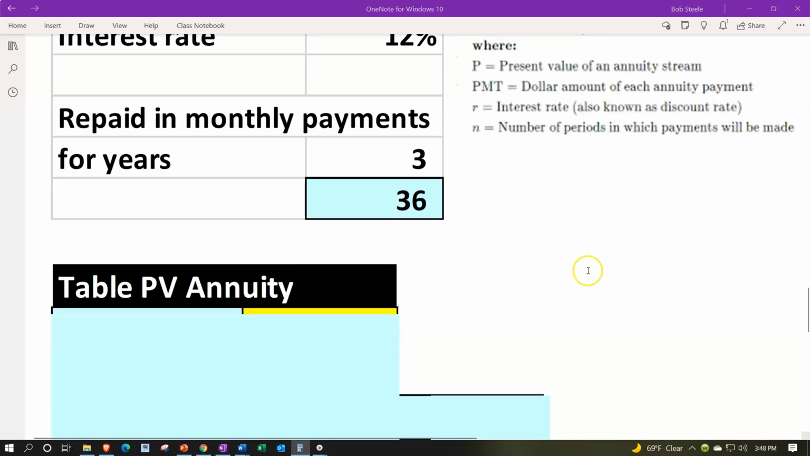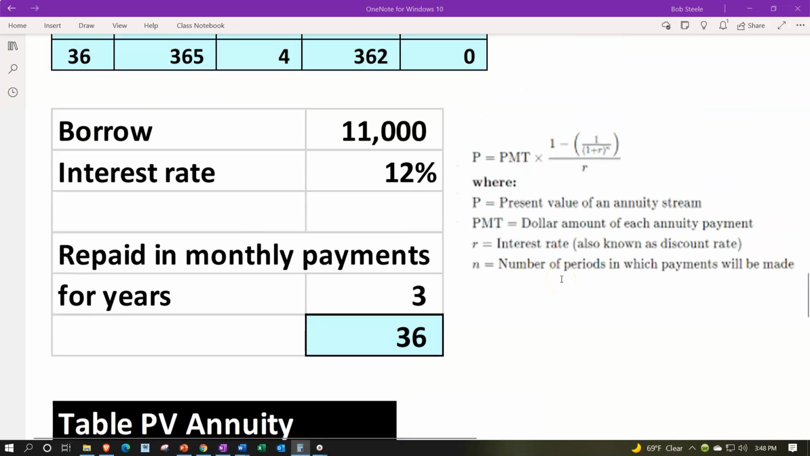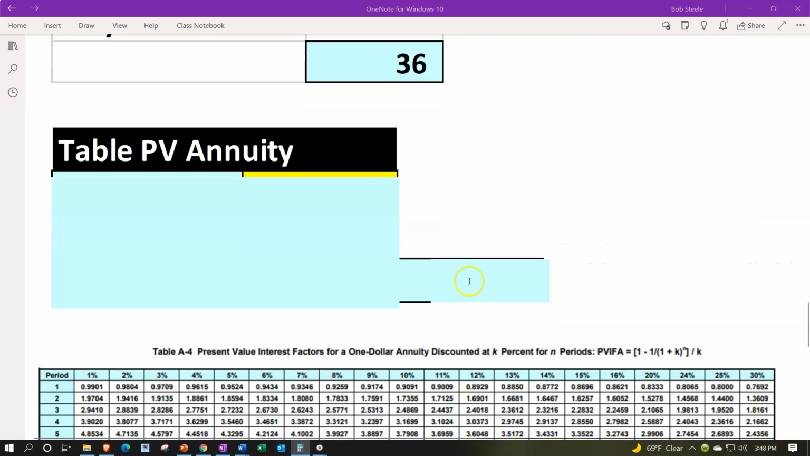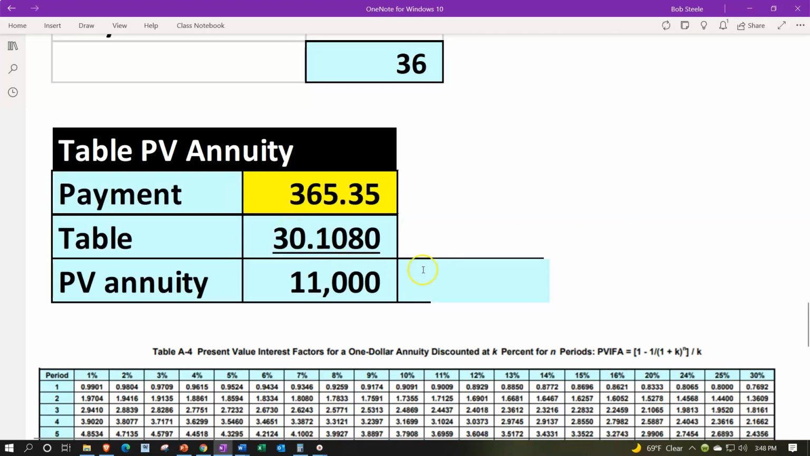Now, you can also do this with tables down here. This one will be more difficult with tables, and you can see severe limitations if a test question tries to use tables with the monthly calculations, and let's see why. Normally, our calculation here would be the payment times the table amount gives us the present value of the annuity. If I know what the present value should be, the 11,000, then I know what the table is. I can back into the payment.